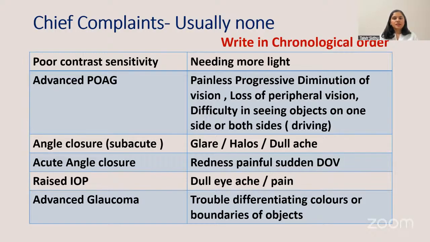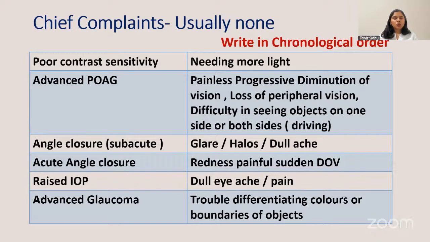Second thing is, if there is advanced glaucoma, there can be a painless progressive diminution of vision with difficulty in seeing objects on one side or both sides, which can tell us that there is loss of peripheral vision. In angle closure, there might be dull ache, glare, and halos if there is corneal edema leading to halos around the light, and dull ache because of high IOP. Acute angle closure can actually present as a very painful red eye with a mid-dilated pupil.